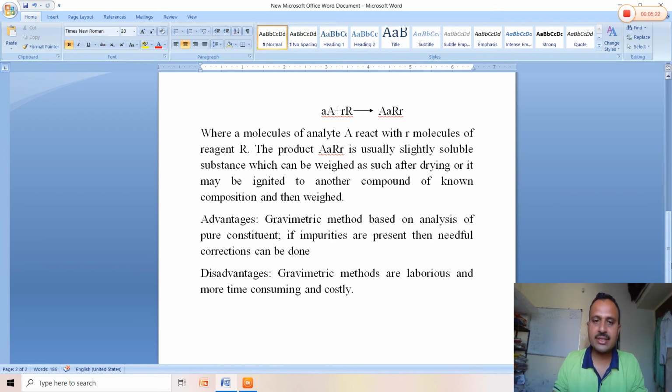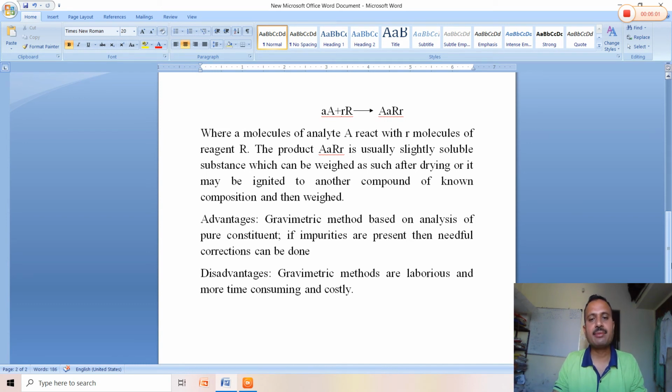Now, for example, if we take calcium, calcium is determined gravimetrically in terms of oxalate ion, so as to obtain calcium oxalate. This calcium oxalate is obtained in the form of a precipitate, and this precipitate of calcium oxalate is heated at a particular temperature to form calcium oxide, and this calcium oxide is determined gravimetrically, and it is obtained in as pure a form as possible. So this is an example of calcium, which can be determined gravimetrically.